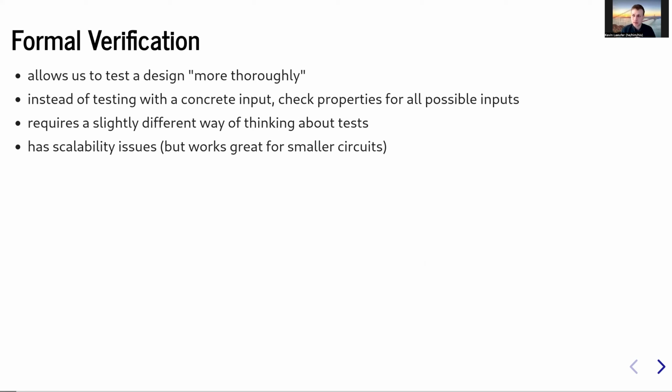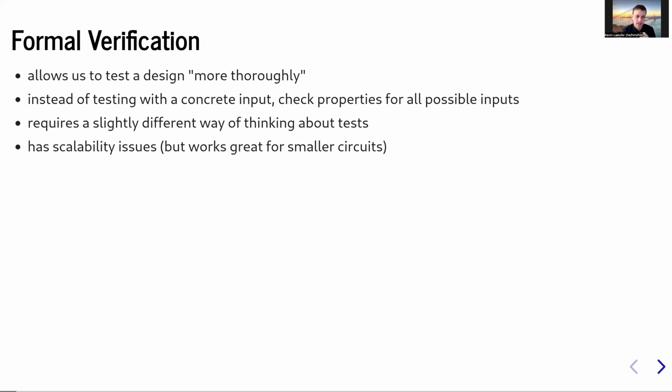One way of thinking about how it does this more thoroughly is that instead of just testing something with one concrete input, so for example, if you have a circuit that adds A and B, you might test it for A is 1 and B is 2. With formal verification, you can say that something about the circuit should be true no matter what A and B are, no matter what input you give to the circuit. This is very powerful, but it comes with 2 downsides.